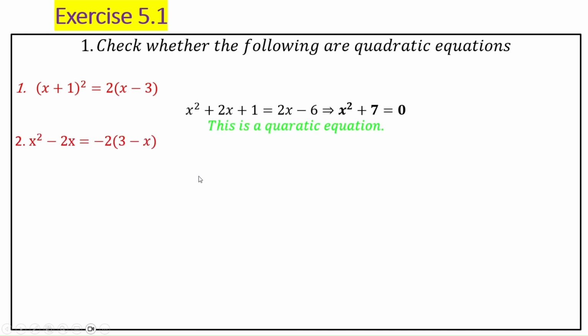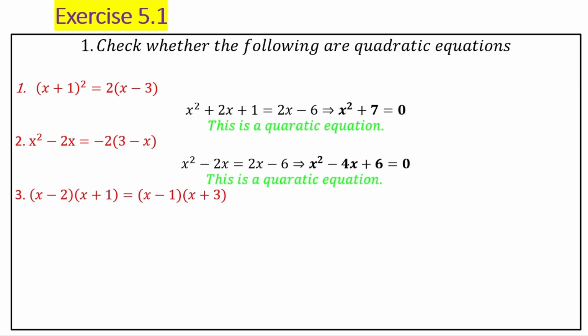It's a quadratic equation. Second one, you have a x square term here and there is no other x square term, so it's a quadratic equation. Okay, bring everything to the same side. That's how you have to do it. Okay, expand it and bring everything to the same side and see if there is a x square term left or not. Okay, if there is x square term there, then it's a quadratic equation.